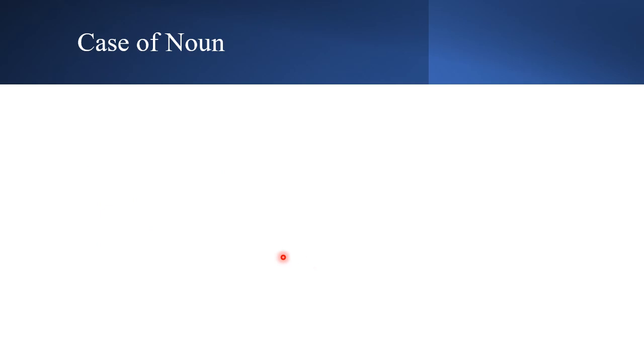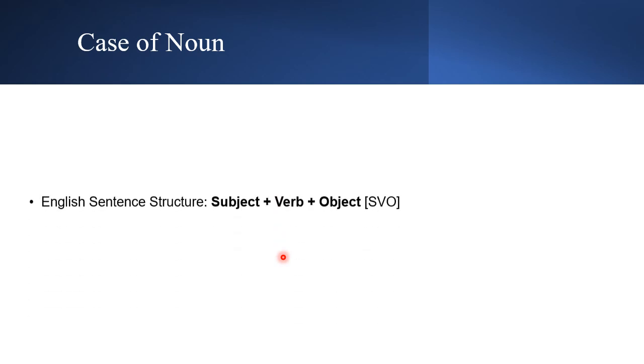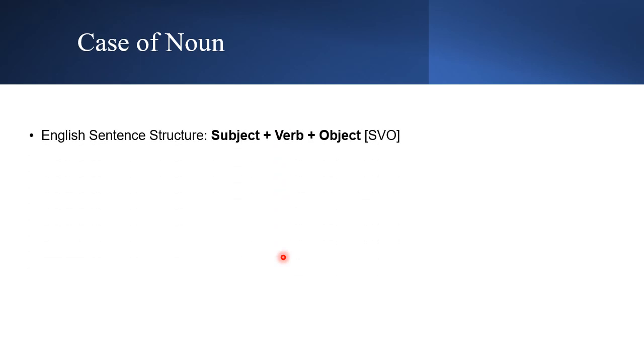Now, a noun is also looked at from the perspective of case. Case of a noun means that a noun could be in different cases. To understand the case of a noun, you first need to understand the structure of an English sentence. So I'm going to talk about that first, and then you will understand what I'm talking about. English sentence structure is subject, verb, and object, which is SVO. Different languages have different structures, but SVO is the sentence structure of English.